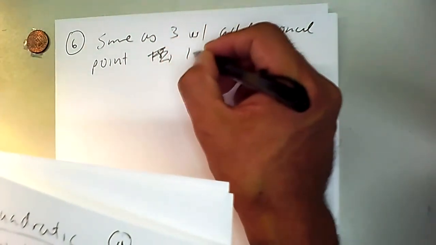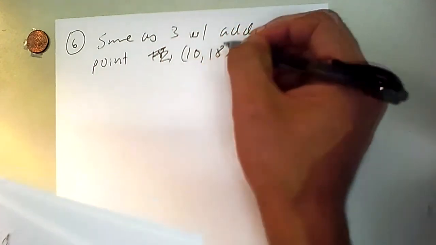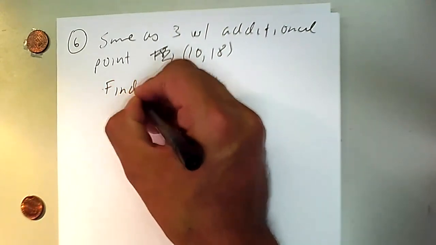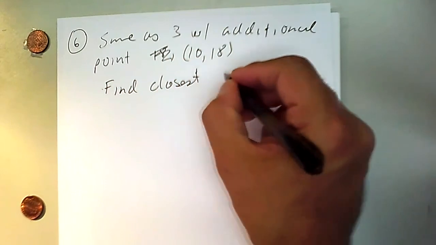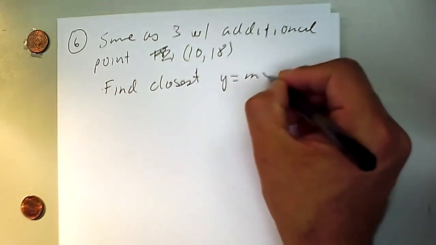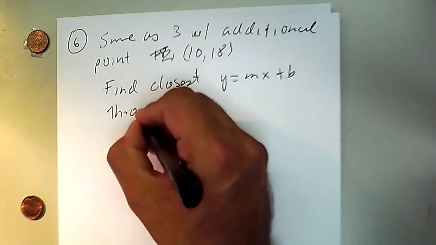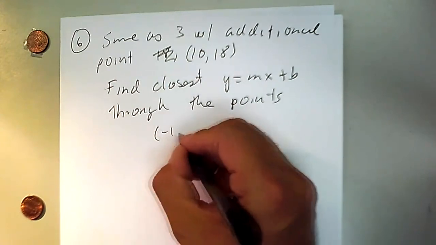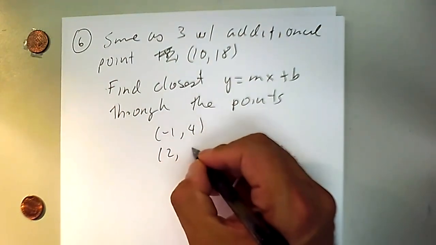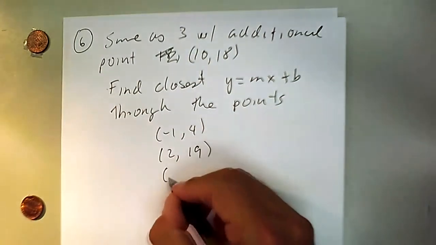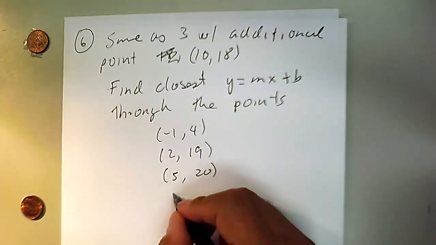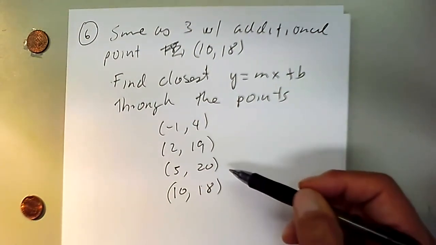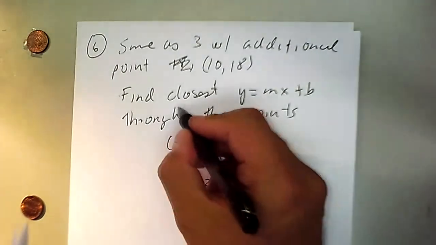10, 18. But what I mean by this is you have to find the closest line y equals mx plus b through the points -1, 4; 2, 19; 5, 20; 10, 18. Of course, there's going to be no line through all of them, and that's why we say the closest.